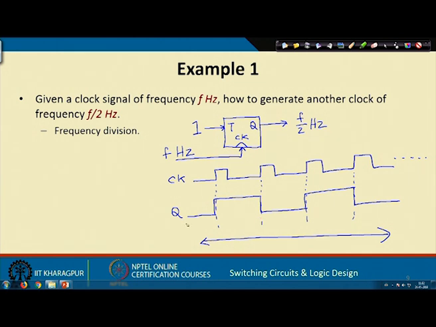Now, another advantage is that in the output Q, the on period and the off period of the clock, if you call them T on and T off, will be exactly equal, and they will be equal to the time period of the original clock signal. If this was your time period, both T on and T off will be equal to it. So, I will be getting an exact square wave with equal on and off durations. So, this is one example.